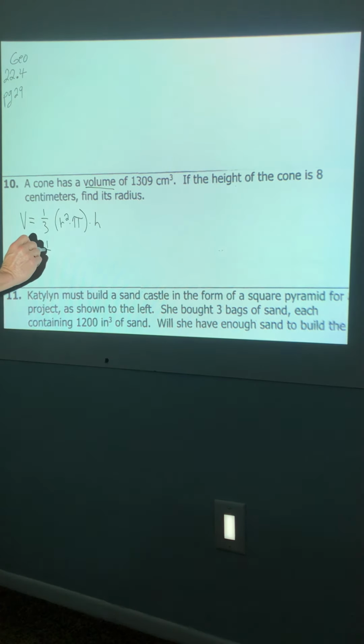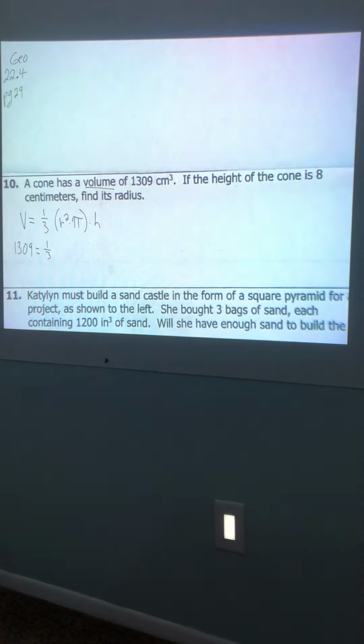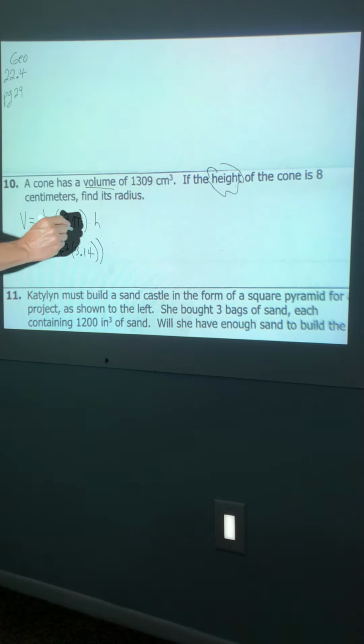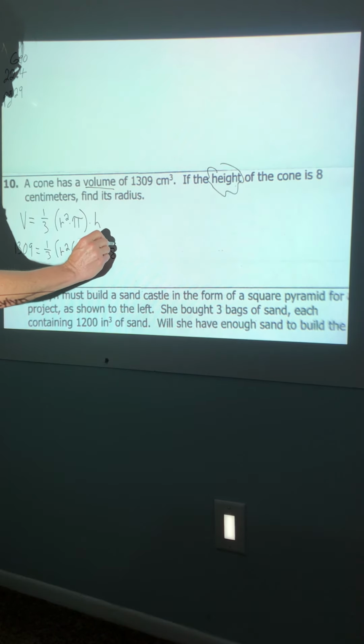Recopy the 1/3. Okay, did they give you the radius? If the height of the cone is 8, find the radius. So you're going to leave radius alone. Go ahead and change pi to 3.14. I hope and I bet they gave me the height. Did they give me the height? Let's take a look. And the height is 8 centimeters. So you put an 8 right here.